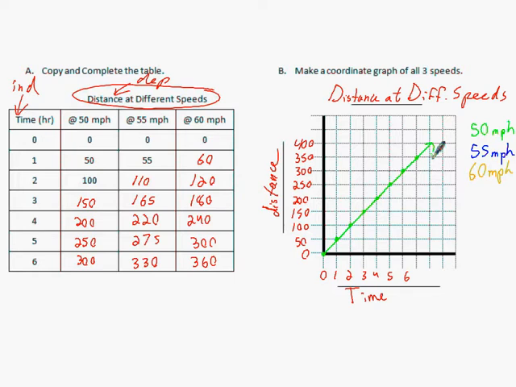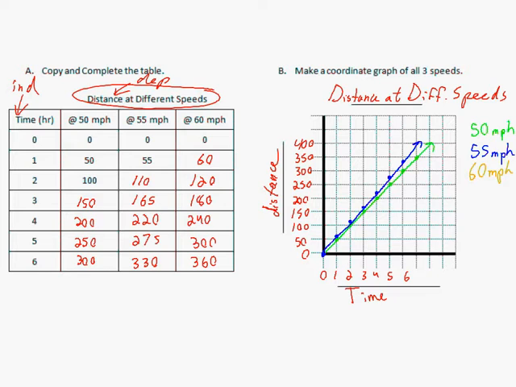Now, 55 mile per hour, which is blue, we have 0, 0. 1 is 55, so just a tiny bit higher. 110. 165 is getting a little bit higher than the other one. 220, getting there. 275. 330. So it looks like it's a little bit higher because it is faster. Once again, that was too thick. There you go.